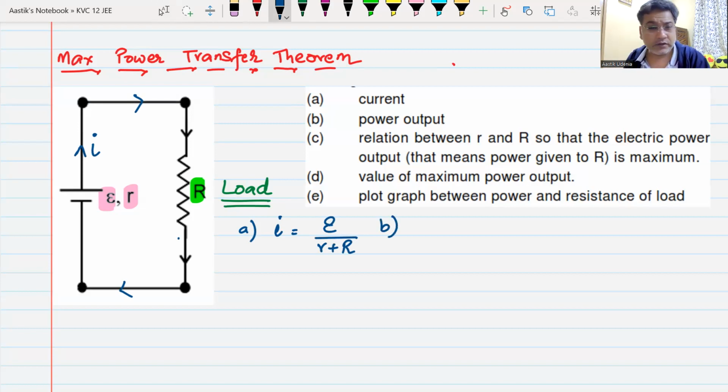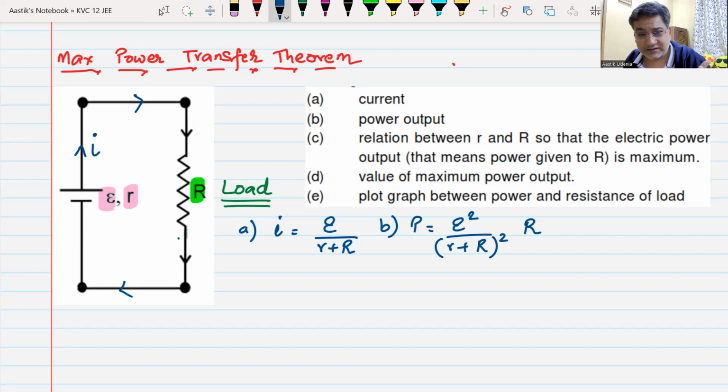Point B, the power output. Now, whenever we talk about power output, it is always power delivered to the load. I square into R is the power, so we can simply find the power: E square upon R plus capital R, the whole square, times R.